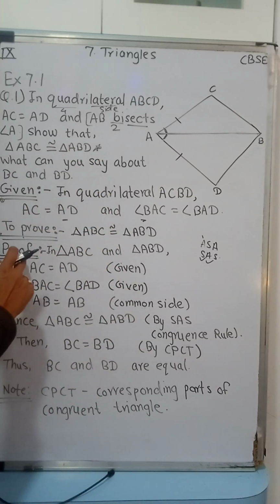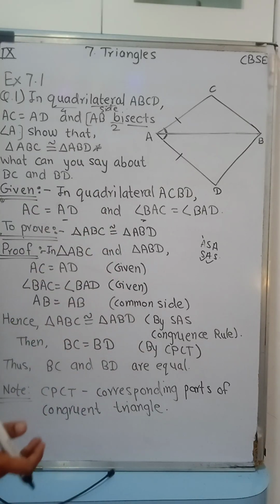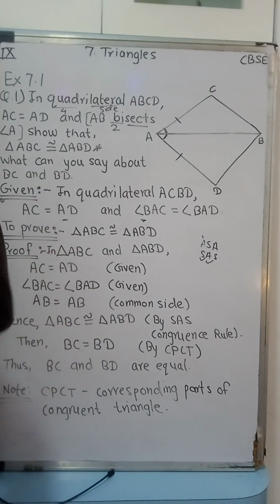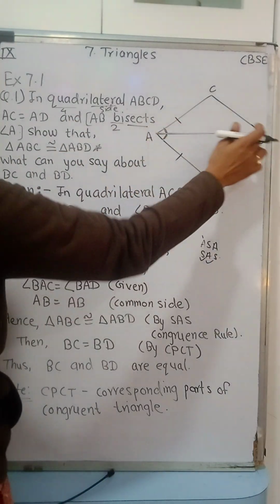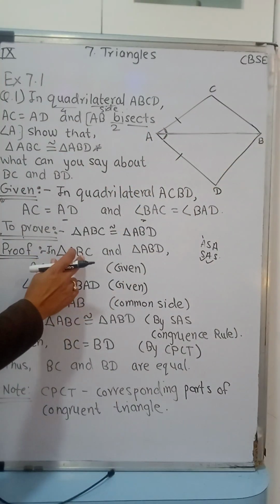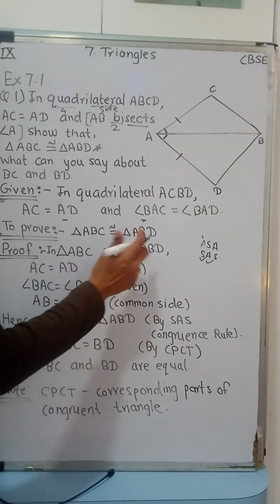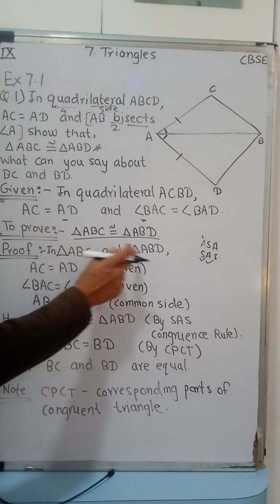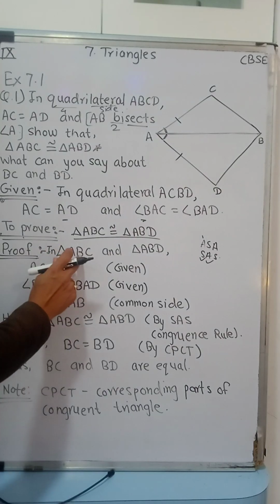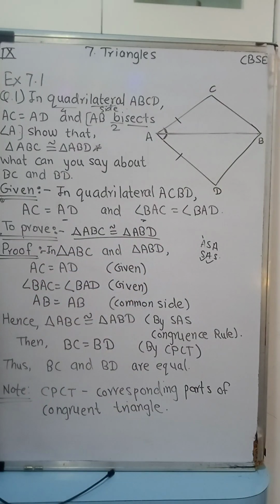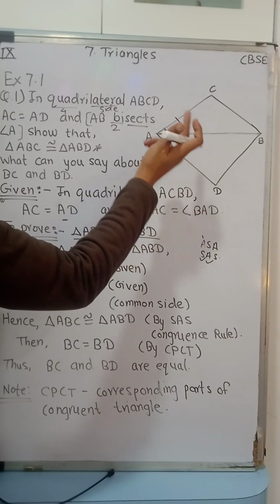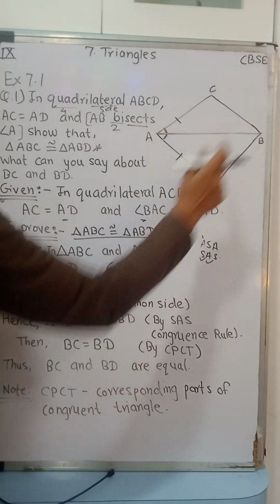What to do now? How to solve? This is called the proof. How are we going to show that? Now we can see that AB is common among them. So in triangles ABC and ABD, we want to show that these two triangles are congruent. Consider only these two triangles. This side is the same, given. This angle is the same, given. And AB is the common side.